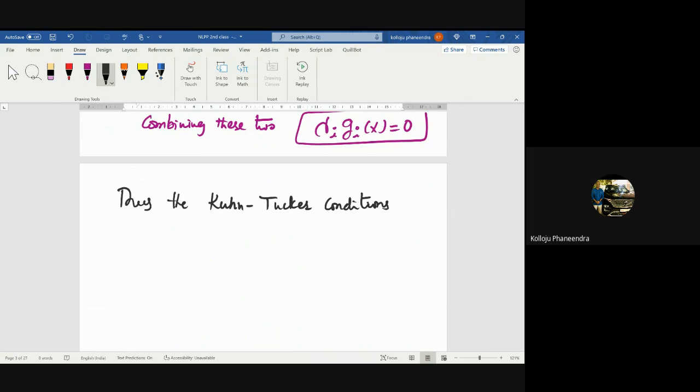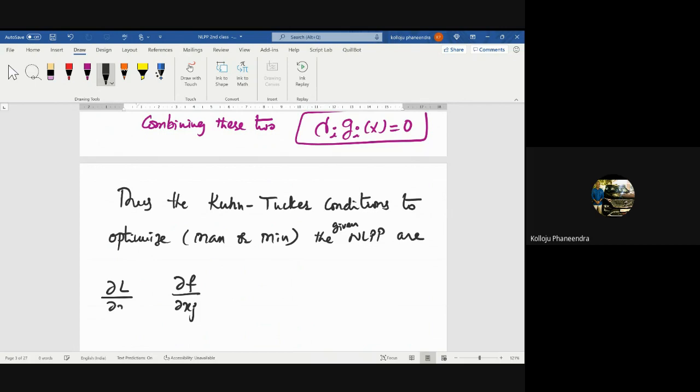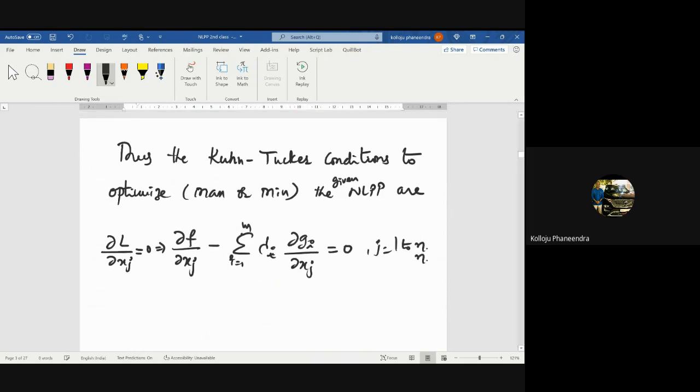To optimize, that means maximize or minimize, the given NLPP. Remember, in the given NLPP, the constraint type is less than or equal to. Now, this is very important. First condition: dou L by dou x_j equal to 0, that is dou f by dou x_j minus the sum of lambda_i into dou g_i by dou x_j equal to 0, for i equal to 1 to m and j equal to 1 to n. That's the first Kuhn-Tucker condition.